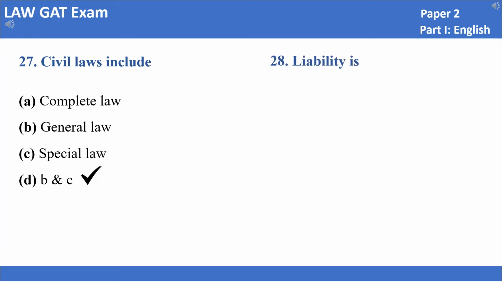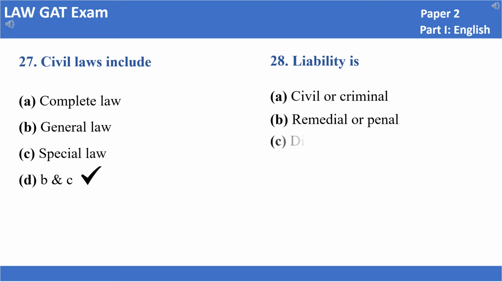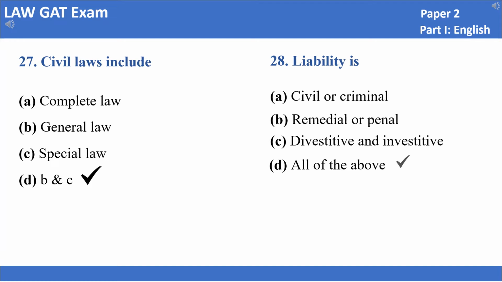Liability is option A, civil or criminal, option B, remedial or penal, option C, devastative and investigative, option D, all of the above. The correct answer is option D, all of the above.